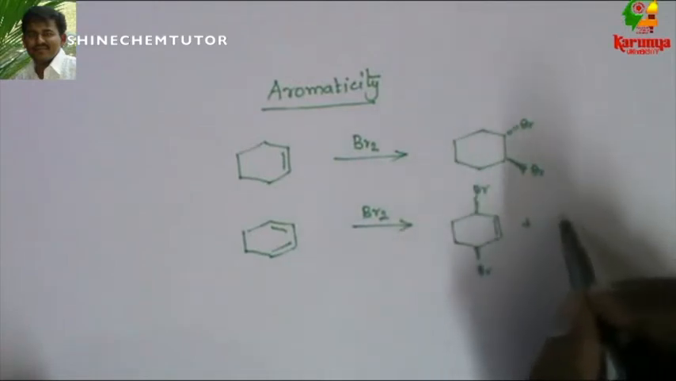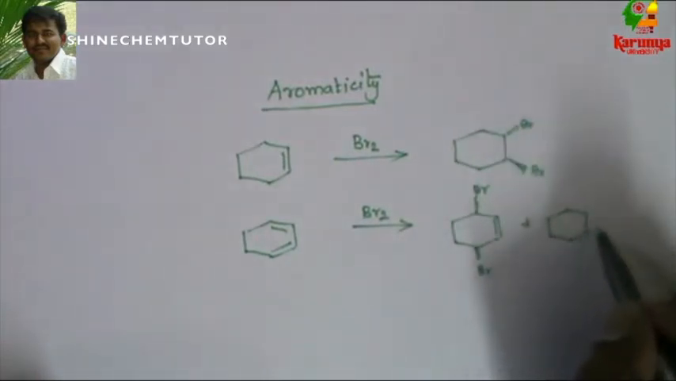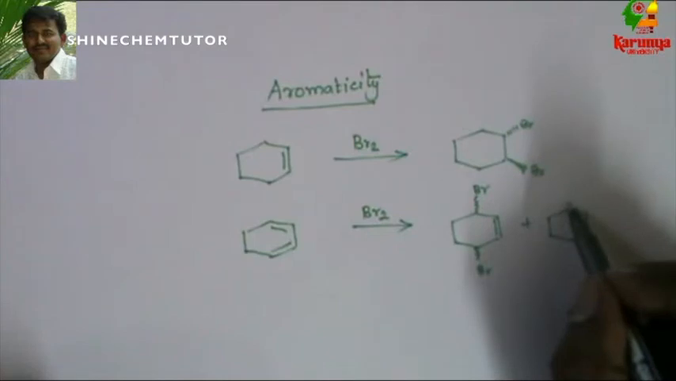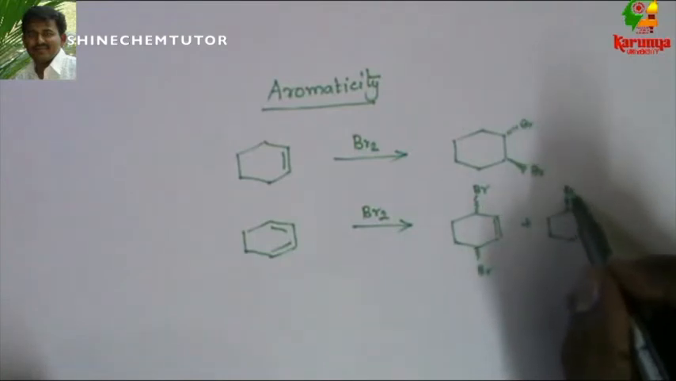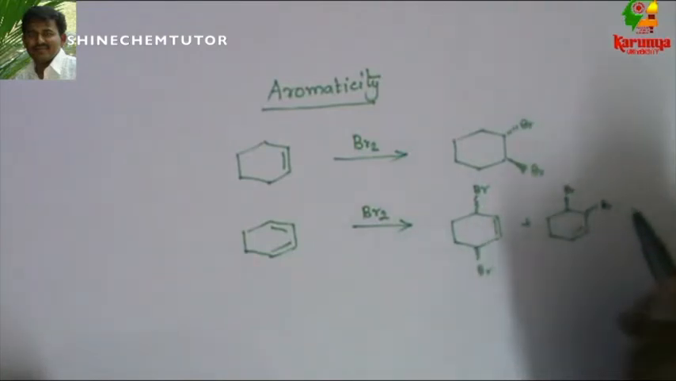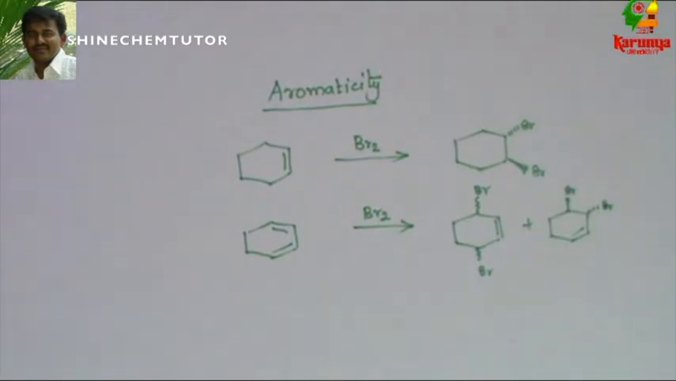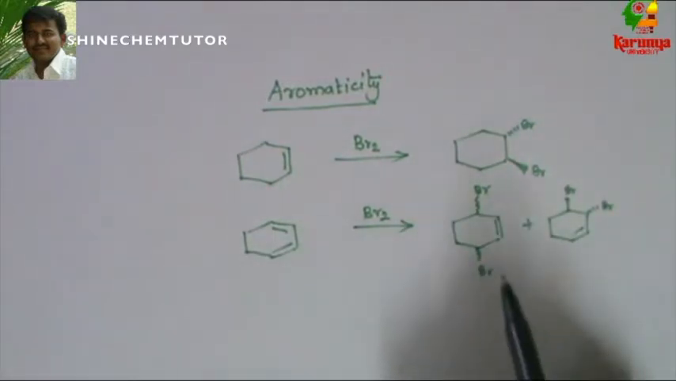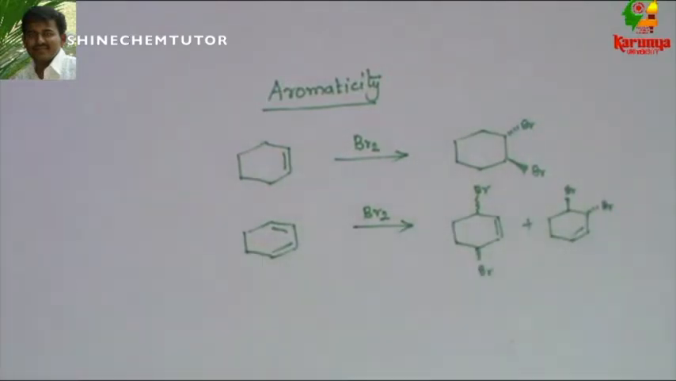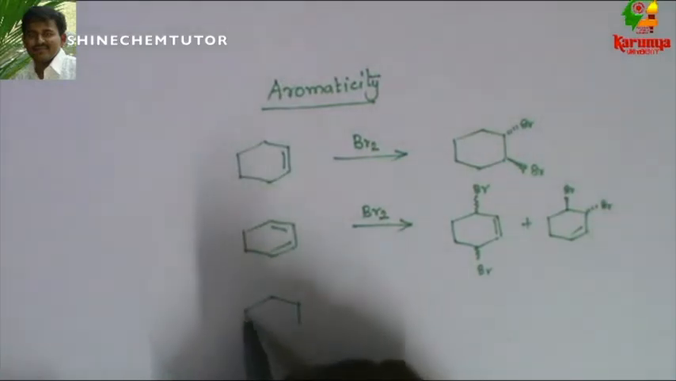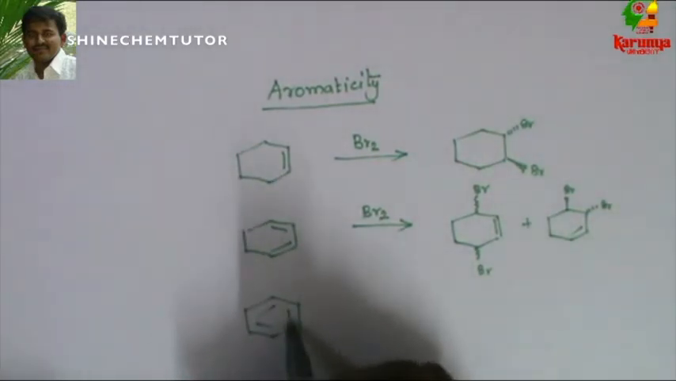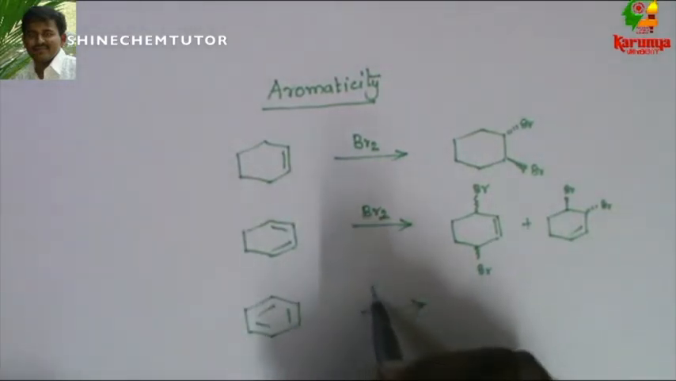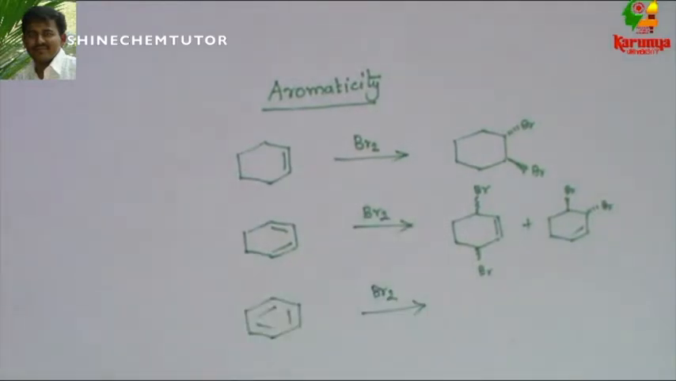Like this, or like this. So this is the thermodynamic product, this is the kinetic product. At high temperature, we will get this. I go for a triene and I add bromine to this.